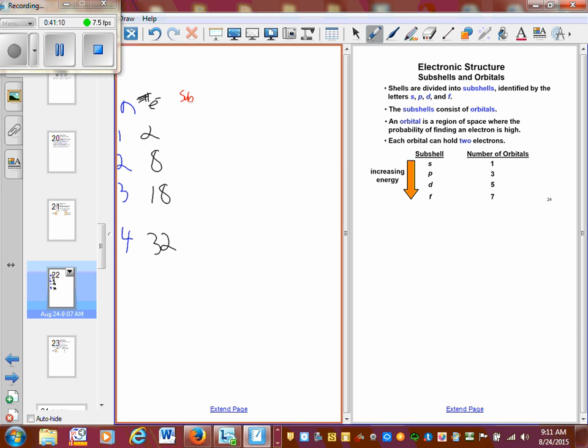So principal level 1 has how many subshells? 1. Principal level 2 has how many subshells? 2. 3 has 3. And 4 has 4. The subshells are arranged in energy levels too. So we have S, which is lower in energy than P, which is lower in energy than D, which is lower in energy than F.